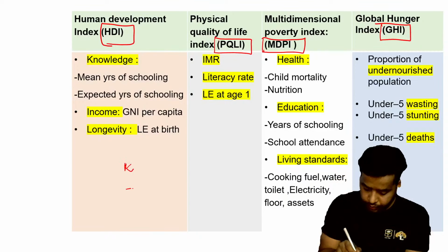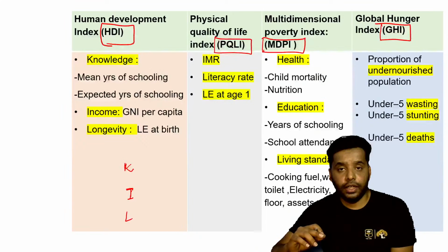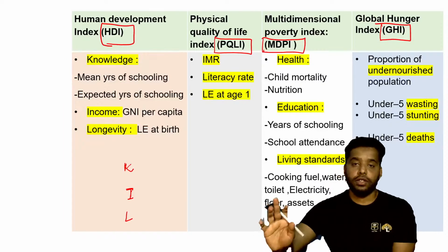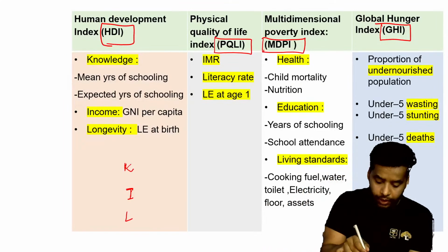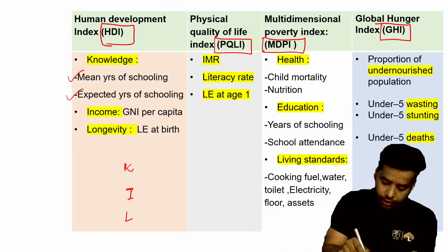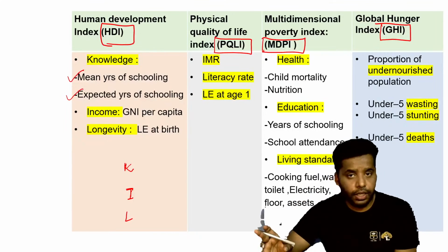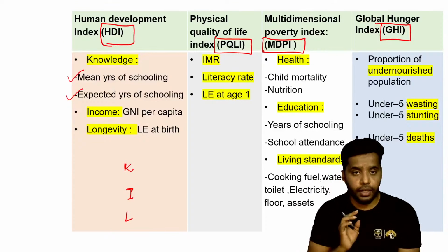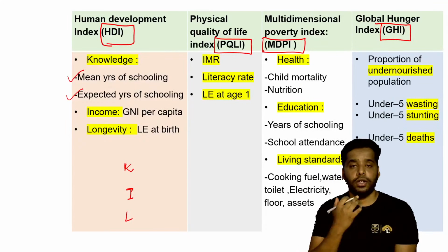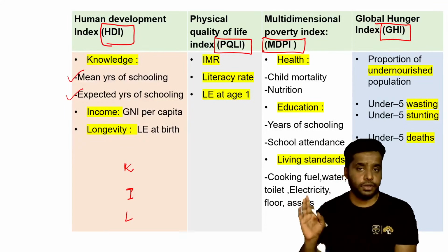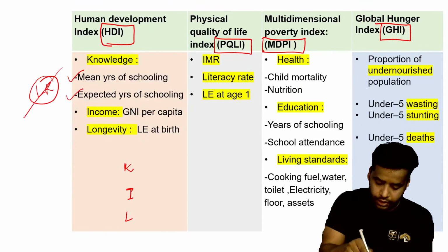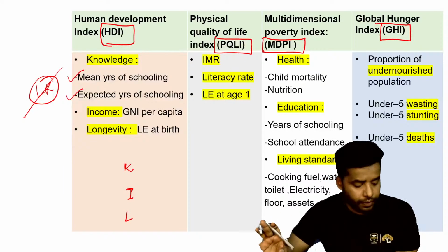One is knowledge, income, and longevity. We take the mnemonic KILL: knowledge, income, and longevity. What is the knowledge in that country? It is measured in terms of two things: mean years of schooling and expected years of schooling. On an average, mean years of schooling, and depending on the dropout rate, expected years of schooling. Literacy rate is not considered.